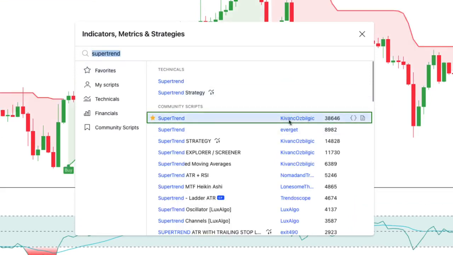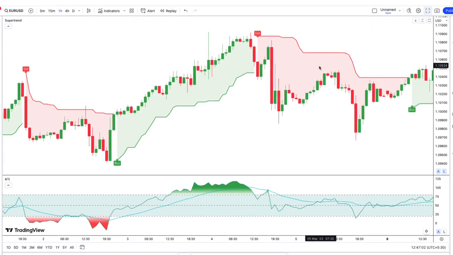This indicator has been widely used, but we're about to show you how to combine it with another powerful tool for even better results. Now, here's the game changer. We will combine the Super Trend Indicator with the RSI indicator. By doing so, you'll unlock a whole new level of accuracy and profitability.